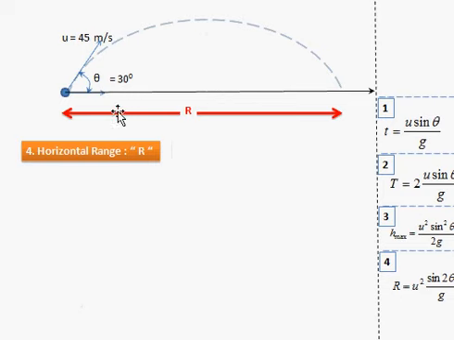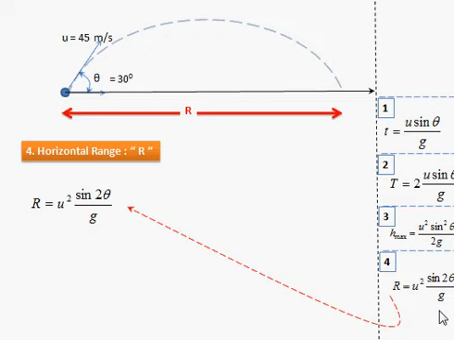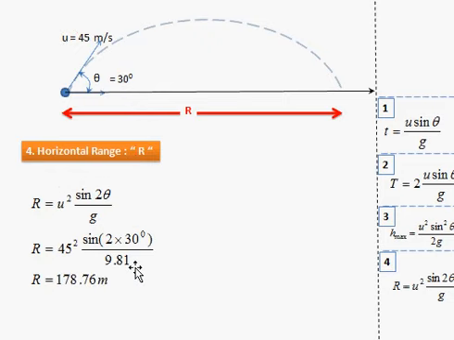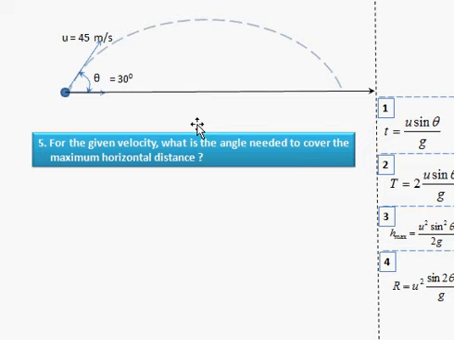And the fourth question is all about the horizontal range covered by the particle. For horizontal range, we have the formula u square sine 2 theta by g. I am utilizing that formula to calculate the horizontal range. Taking the initial velocity and angle of projection into consideration, we find 178.76 meters as the horizontal range. And let's move on to the fifth question.